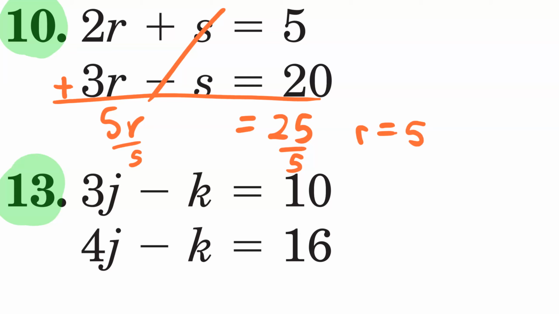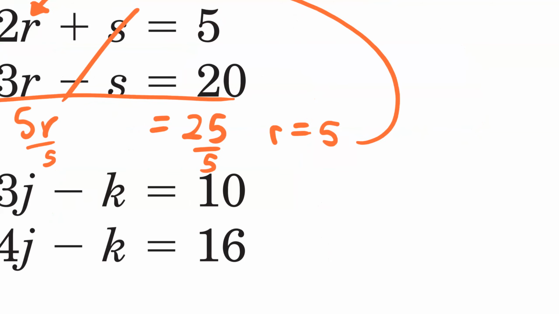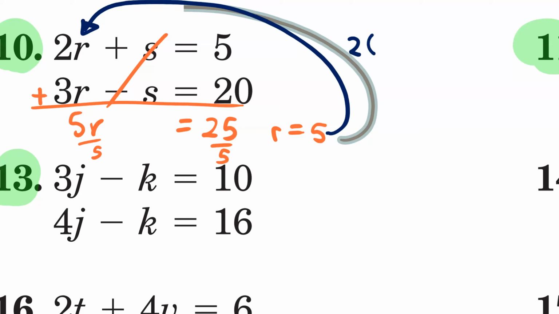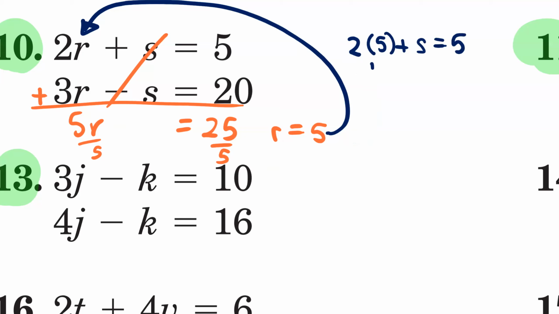And once I have that, I can plug it back into either equation, either the top or the bottom, and get s by itself. So if I plug it into the top, maybe I should pick a different color. Plug it into the top. So I'll have 2 times my r plus s is equal to 5. So I have 10 plus s is equal to 5. So I subtract 10 on both sides to get s by itself, and I see s is equal to negative 5.